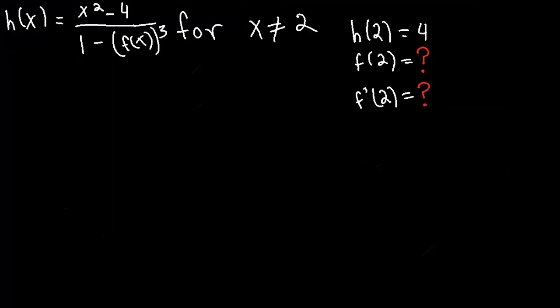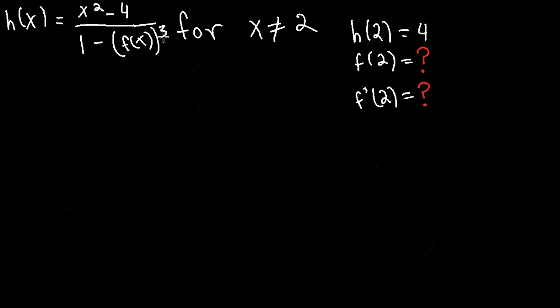All right, let's take a look at this example. Here we have h of x, and we have this function. f of x only works when x is not equal to 2, and we're trying to find these function values when we plug in 2. We're given h of 2 is equal to 4. So we can still evaluate this using L'Hopital's rule. Although it does look a bit more complicated, it can still work out.